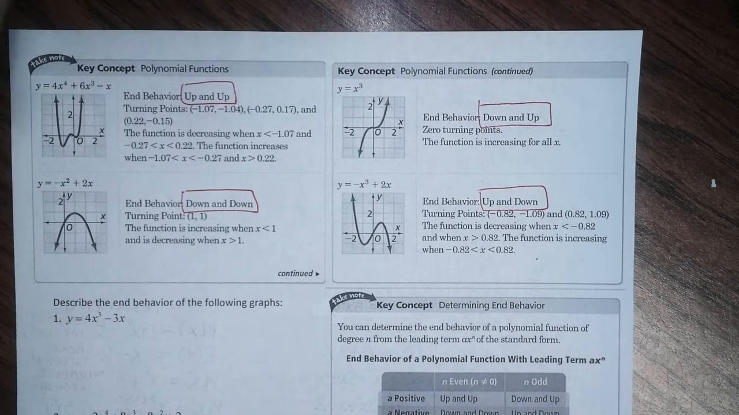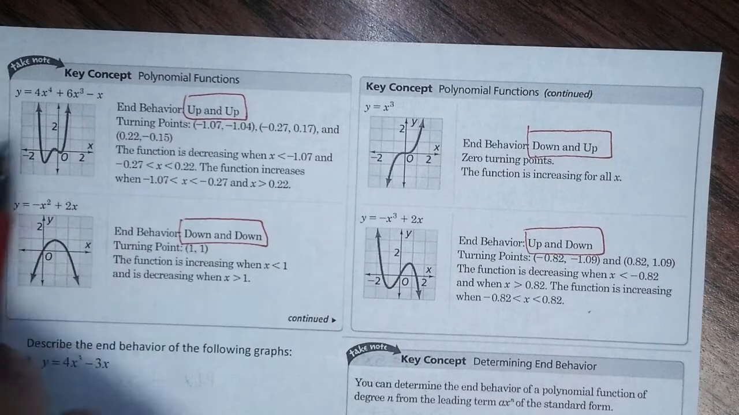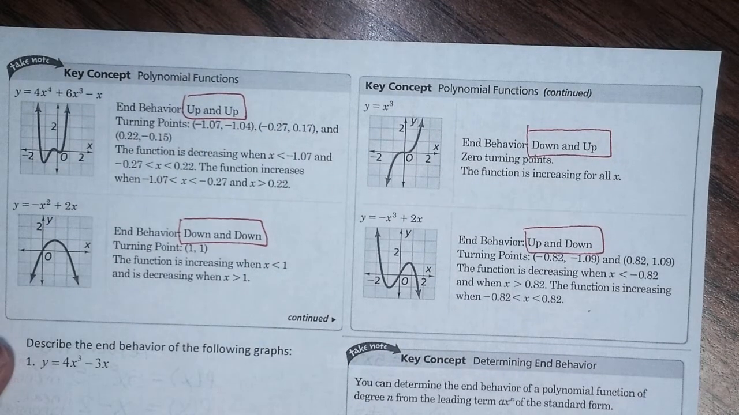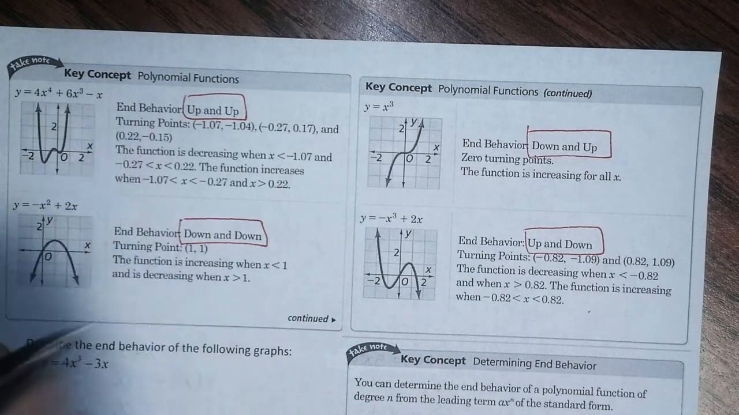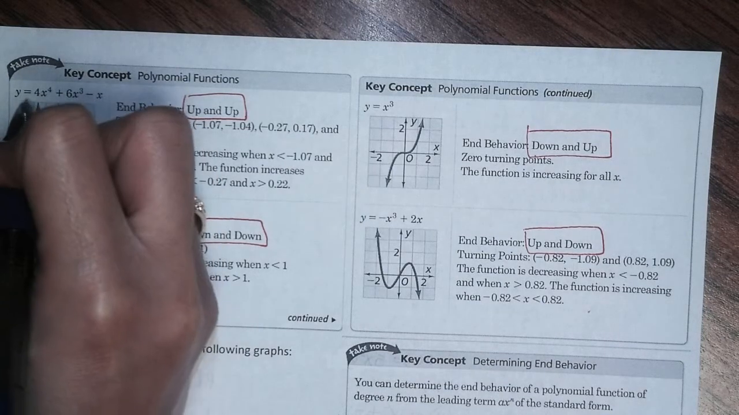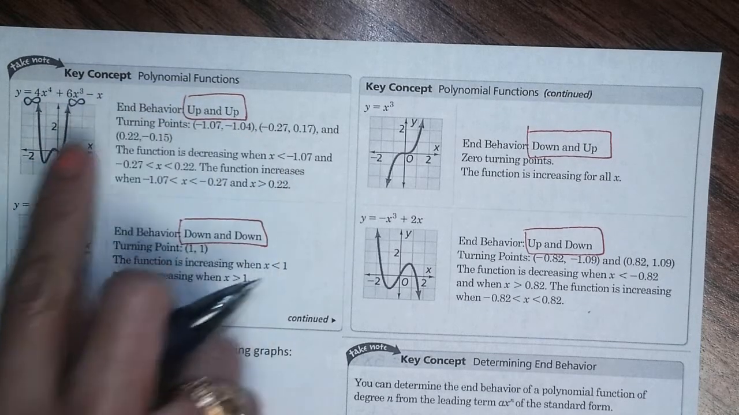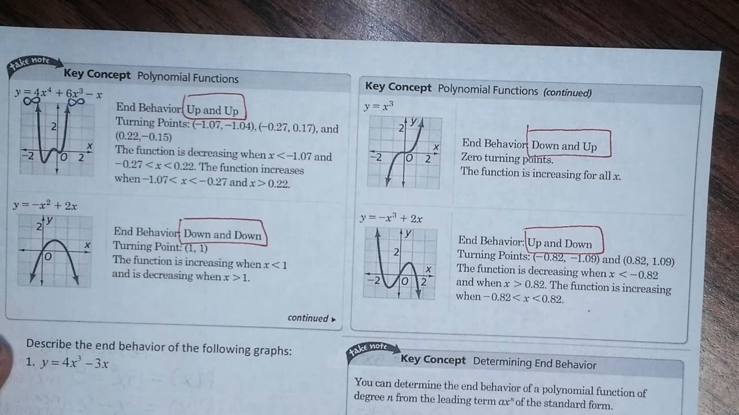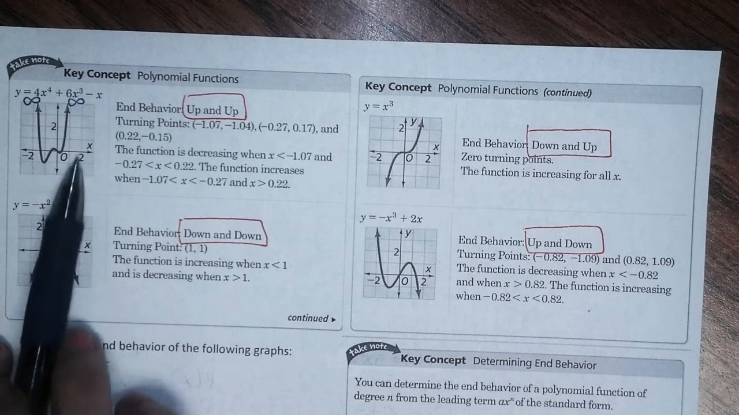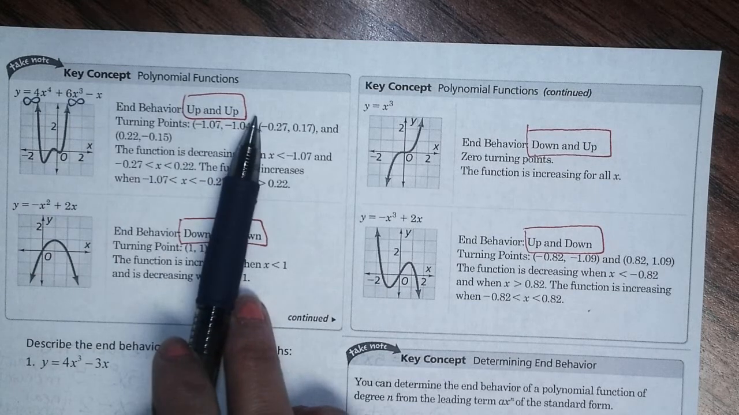Okay, so this is what this nonsense means. Up and up. That means that if you were to graph your polynomial, you look at the graph from left to right. If the graph starts at positive infinity and then goes towards positive infinity, that's called up and up. In other words, if the graph looks like a parabola opening up, that's called up and up behavior.